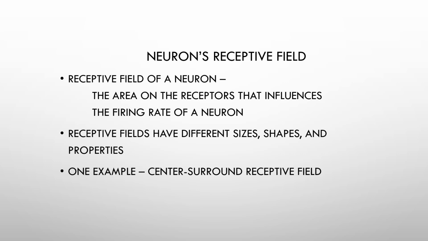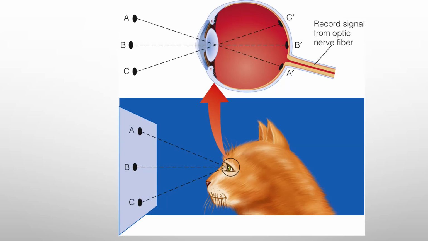So these receptive fields of neurons, or where neurons are receiving information from, are going to have different sizes, shapes, and properties, and we're going to start by talking about center surround receptive fields. This was one example of a receptive field, and this is where we are in the eye, as well as when we get this to the first level of synapsing in the brain.